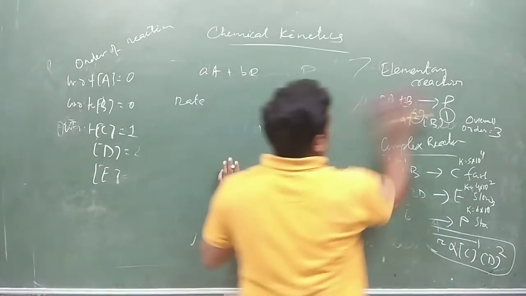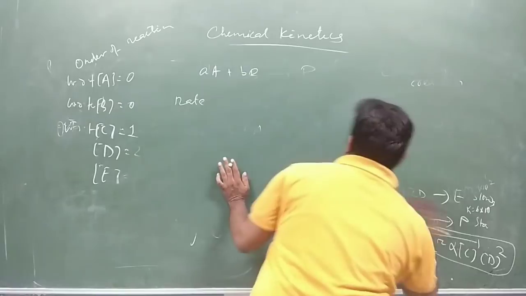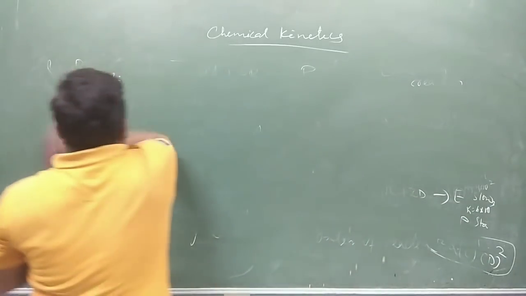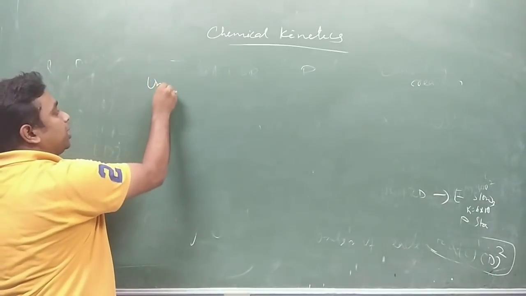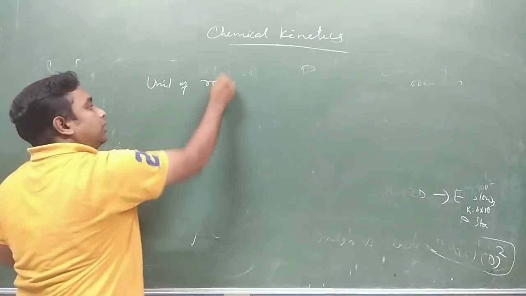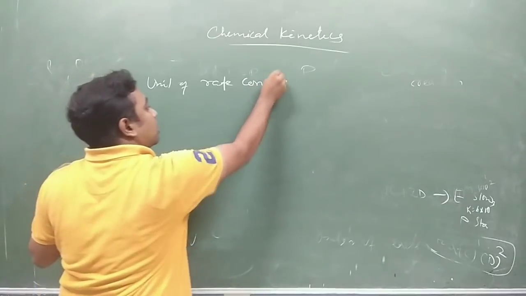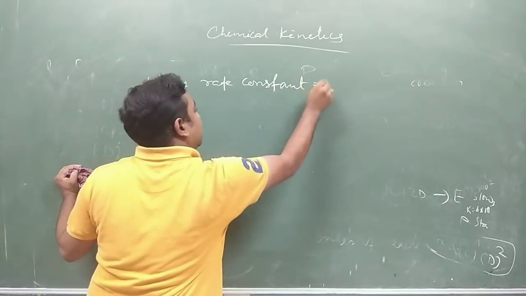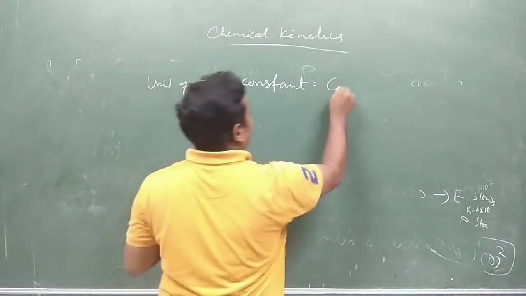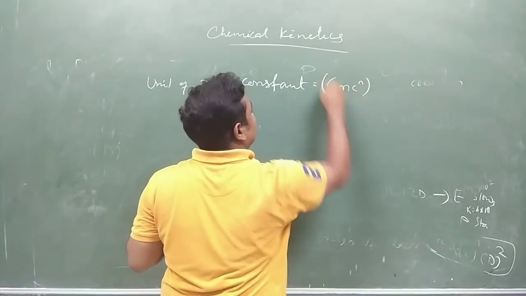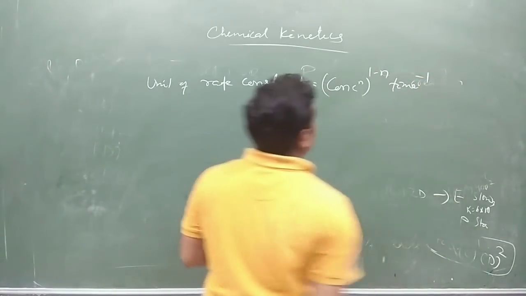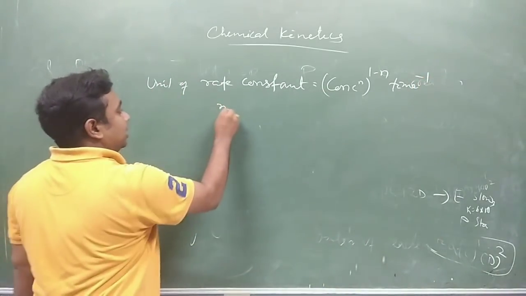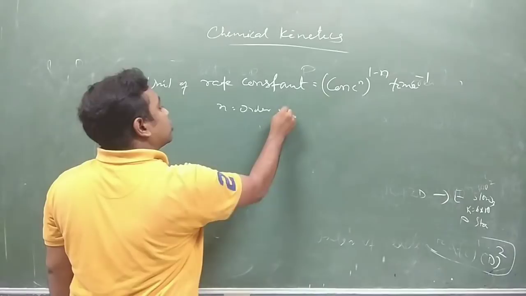Okay, and the formula for the unit of rate constant was given, right? Try to recall it. What was the formula? The formula is concentration to the power 1 minus n, and time inverse. What is n here? n is the order of reaction.